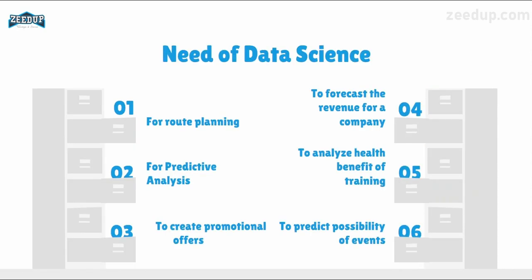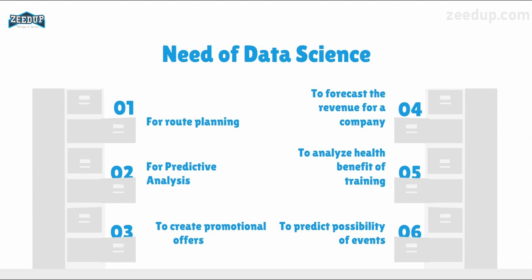Now, why do we need data science? These are a few ways in which data science is needed. For route planning, there is one popular application called Google Maps. So what is the task of Google Maps? Google Maps takes your destination and your present location, and on the basis of traffic, the weather, and your vehicle, it gives you a route.